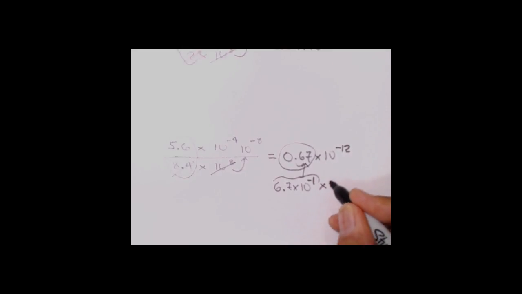Now, don't forget, of course, we had the 10 to the negative 12. So our final answer in proper form is going to be 6.7 times 10. Well, we got negative 1 and negative 12. That's negative 13. Okay, well, this is the basics of how you multiply and divide scientific notation numbers.